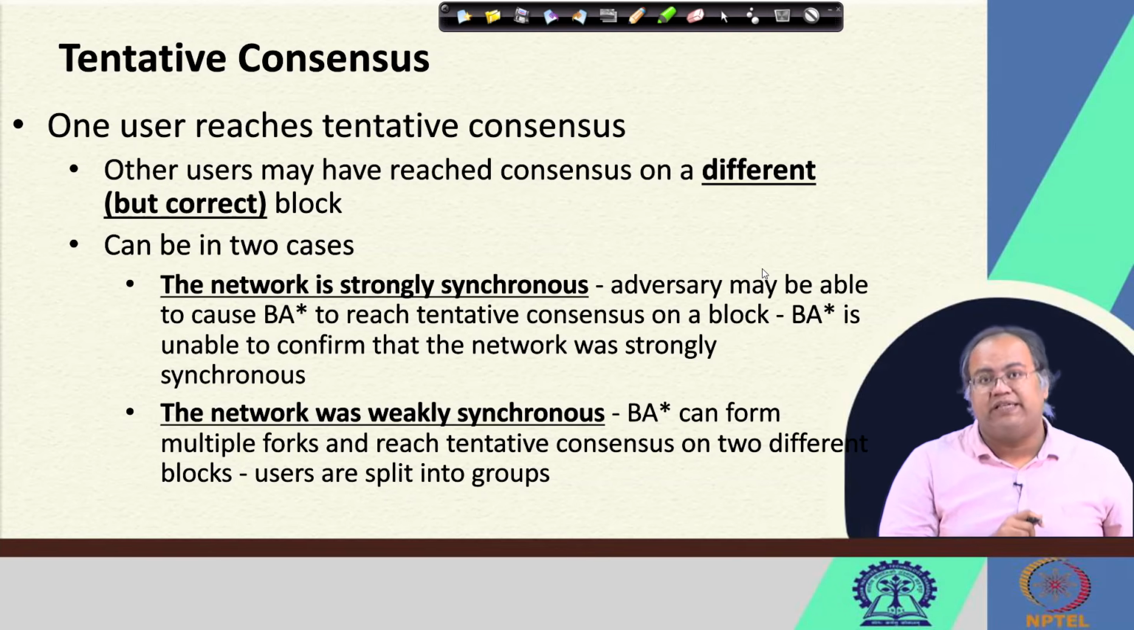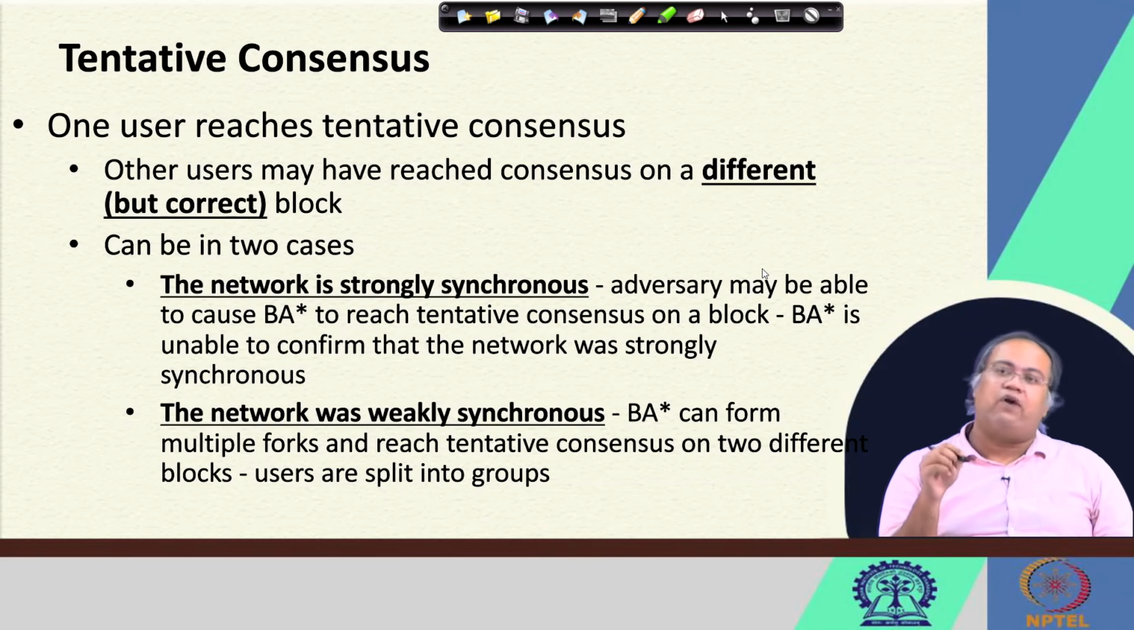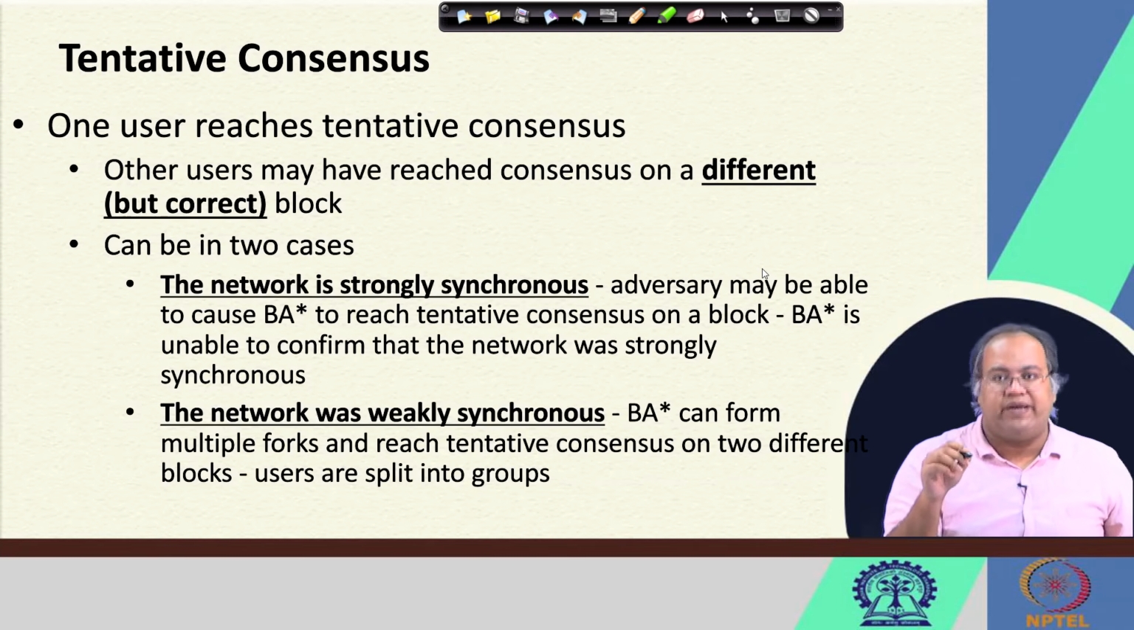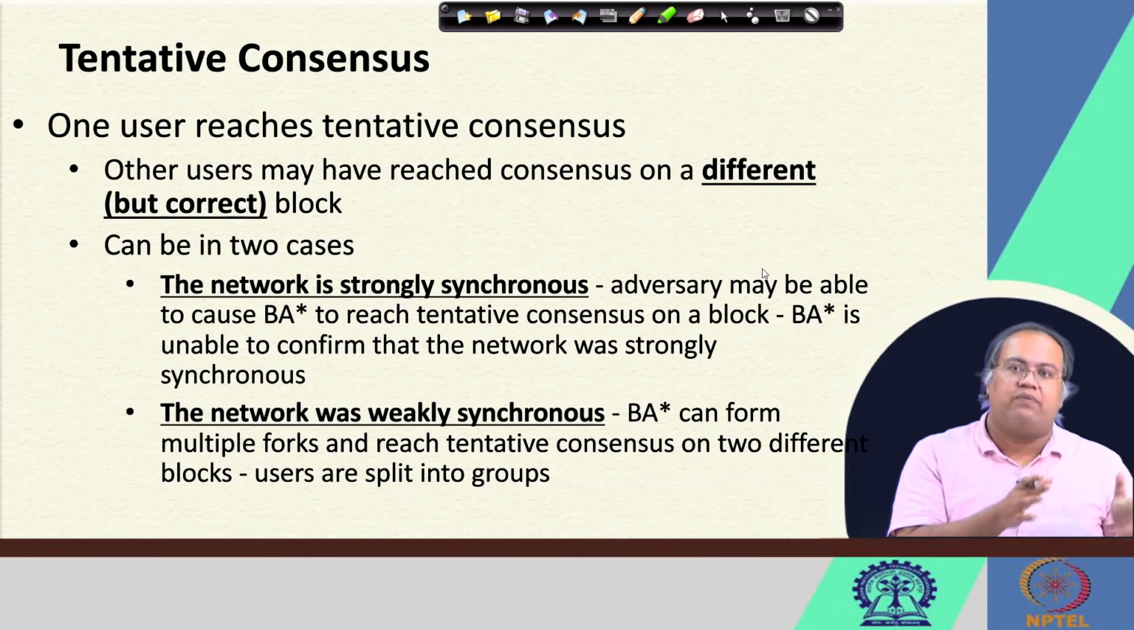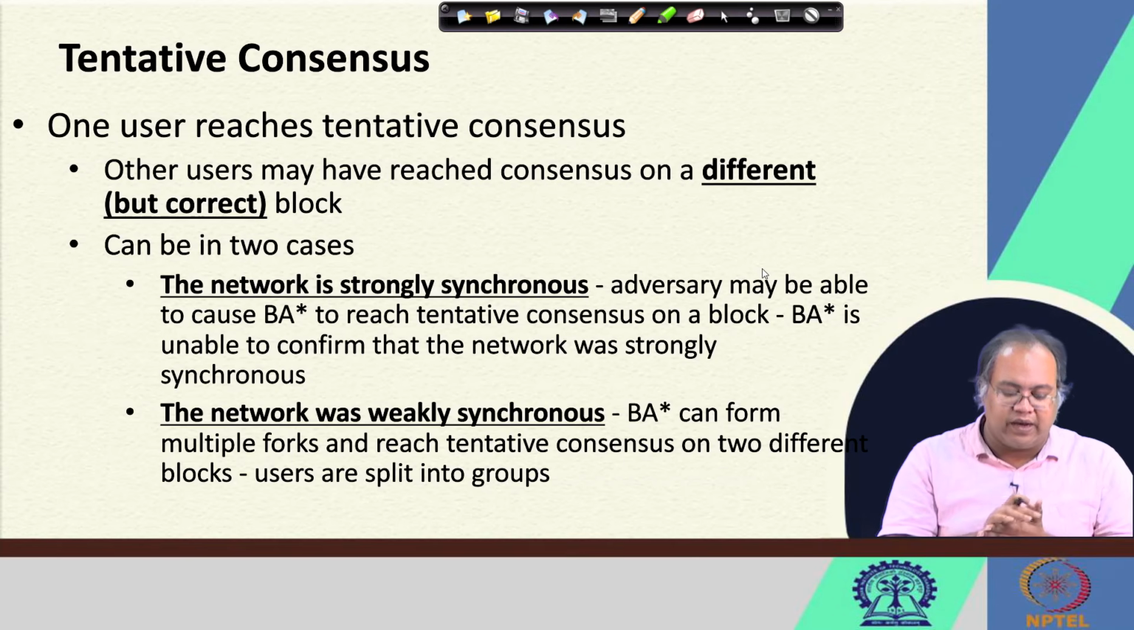And tentative consensus basically says that when one user reaches tentative consensus, other users may have reached consensus on a different block. That different block may be a correct block. So, this is a scenario similar to a fork. In the case of a fork, we have seen that different blocks get committed, both of the blocks are valid, but both of them got committed eventually. In Bitcoin, when a fork is generated, it means a part of the users on the network have agreed on one block and part of them have agreed on a different block. That scenario we call a tentative consensus here.